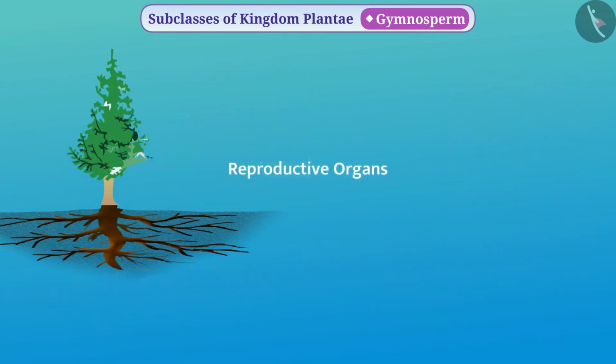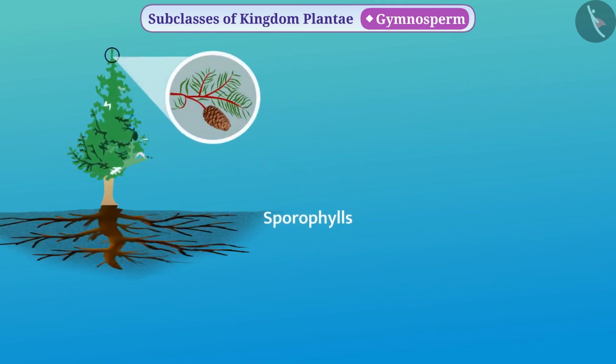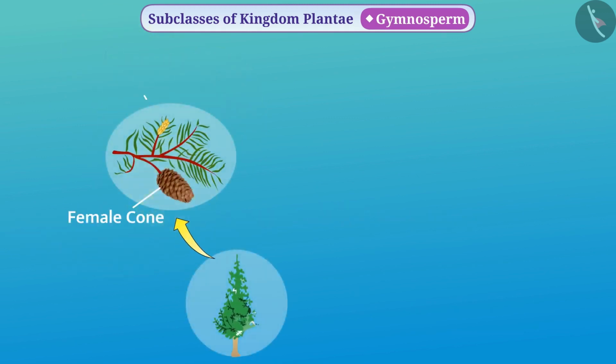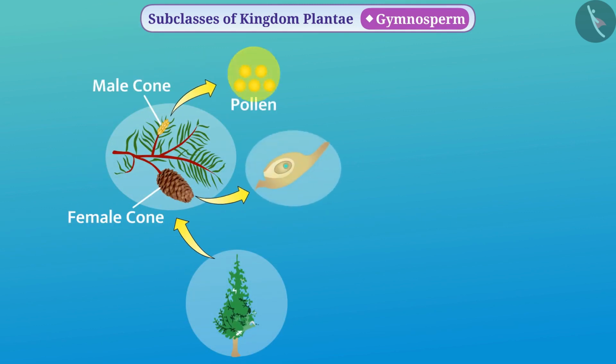The reproductive organs are on different sporophylls of the same tree. The spores are arranged like a spiral on the stem. They form dense cones that are found in upper places of the plant. Female cones are generally larger than male cones. Pollination in these plants is mainly by air. After transfer of the male gamete to the female cone by air, it is brought to the female gamete, that is, egg, by the pollen tube.